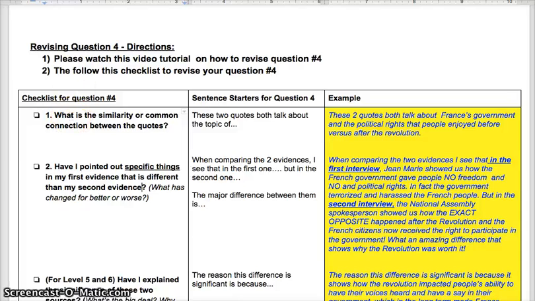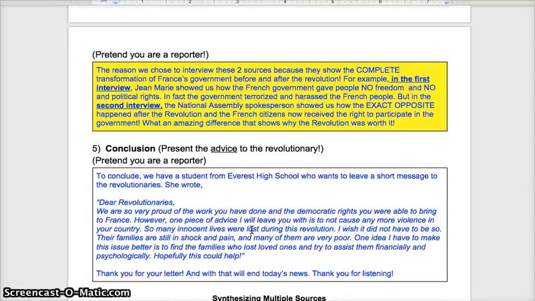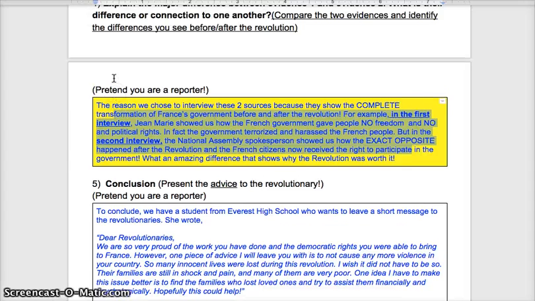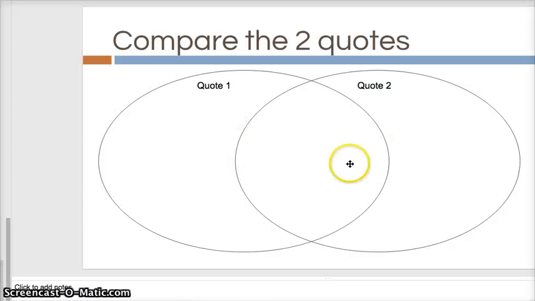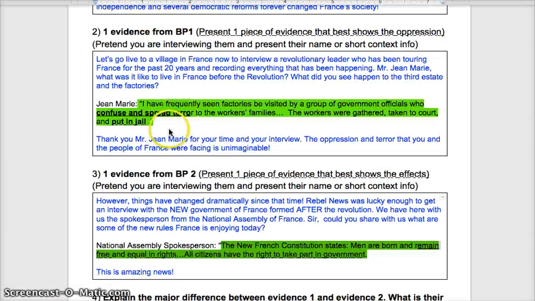The first thing you should answer for question number 4 over here is, what is the similarity or common connection between the 2 quotes, between quote 1 and quote 2? What do both quotes talk about? So here I have made for you guys a Venn diagram, and I'm going to find the similarity of quote 1 and quote 2 and put it right here. Let's figure out what those 2 quotes are first. So let's see my first quote, what it talks about.